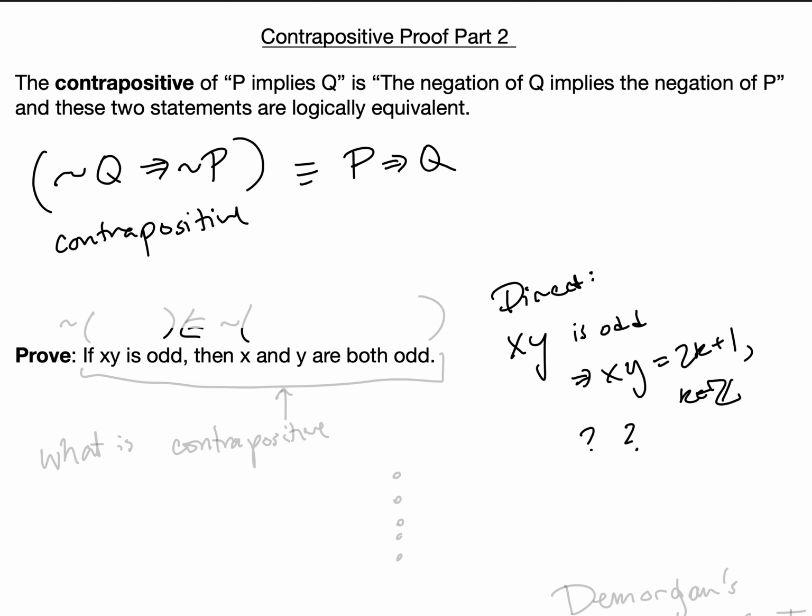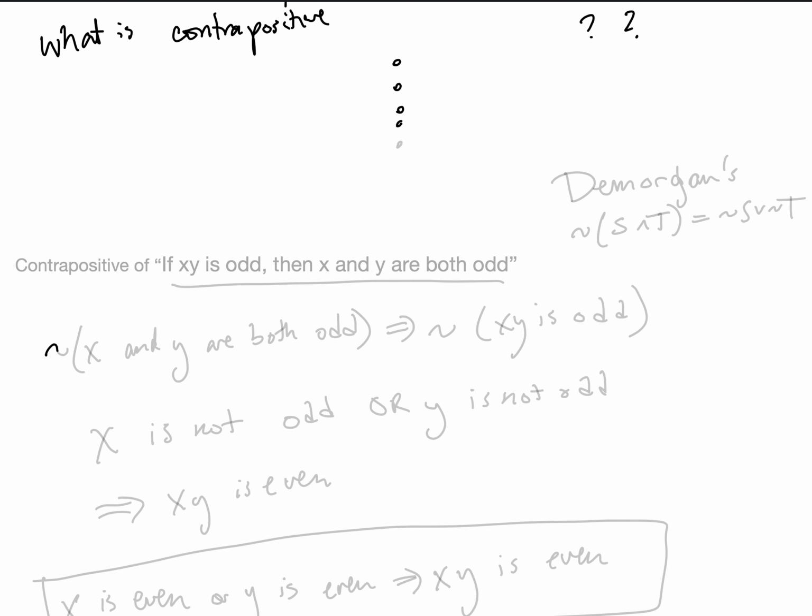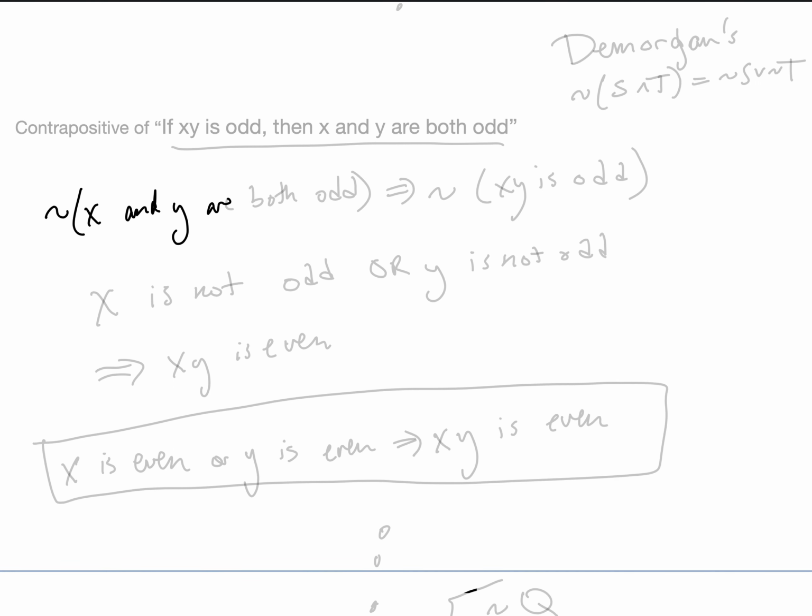So first of all, our first question should be, what is the contrapositive of this statement? Obviously, it should be the negation of Q implies the negation of P. But let's write that out in words and show exactly what we'd be trying to prove. So actually just pause the video for a moment and take a second to write out what the contrapositive of this is in words. So the contrapositive of this statement is: not x and y are both odd implies not xy is odd. Let's simplify that.